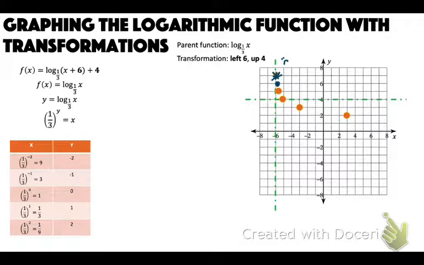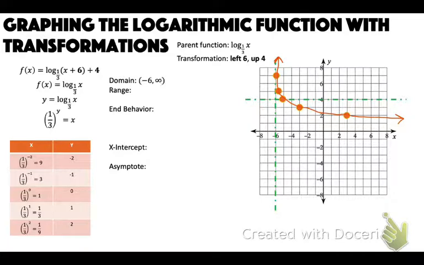Okay, I'm going to graph that. Now, our domain here is -6 to infinity. Our range is -infinity to infinity. And behavior as x goes to -6, f of x goes to infinity. And as x goes to infinity, f of x goes to -infinity. Now, the x-intercept here, we need to know how. Asymptote is -6. Let's go back to the x-intercept.